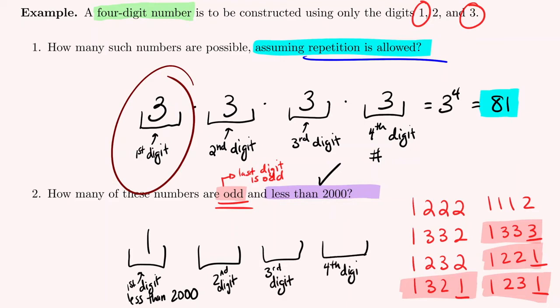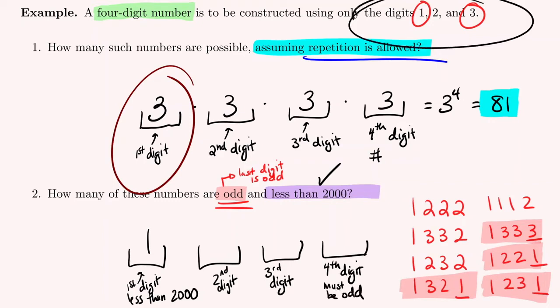So as we said before, anything that involves special restrictions, deal with that first. We've already dealt with the 1st digit because it's what makes our number less than 2000. Now we're going to deal with the 4th digit because it's what makes our number odd. And I know in order for the thing to be odd, the last digit must be odd.